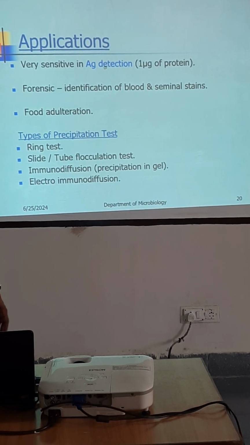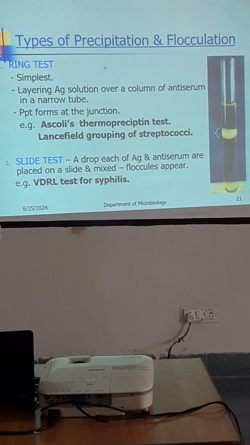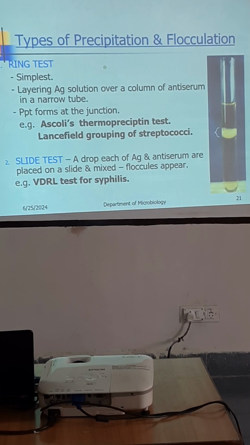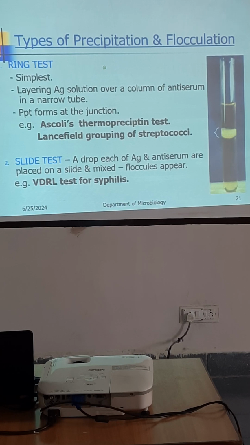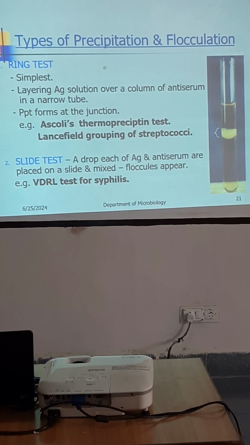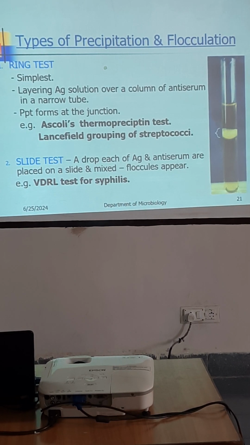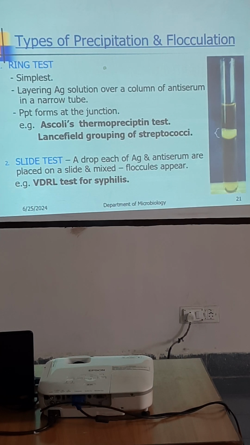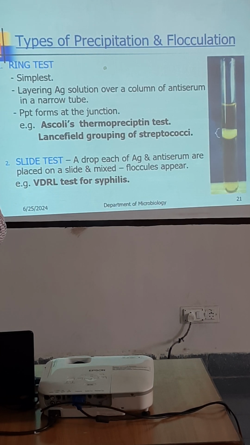So a number of tests are there. We are going to briefly see a few of them. Ring test: the simplest precipitation and flocculation test is the ring test, where you add antigen solution over a column of antiserum in a narrow tube, and you can see the formation of precipitate at the junction where the antigen and antibody flow towards each other, meet and combine. Then they form the zone of equivalence, and precipitation is formed. Examples are Holt's thermoprecipitation test and Lancefield's grouping of streptococci.